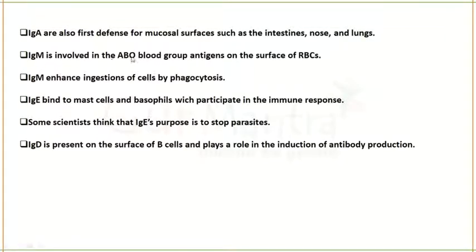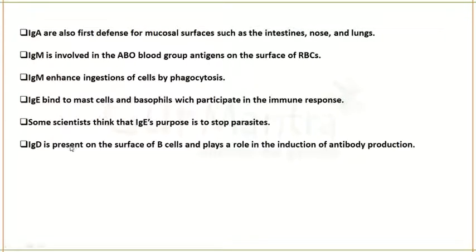IgM is involved in the ABO blood group. IgM means mu. Okay, IgM is also helpful in phagocytosis. IgE is for participation in immune response, like it can cause hypersensitivity reaction. Okay, IgE, what happens? It will bind to the basophils and eosinophils, and it will cause degranulation. So degranulation means granules will be released from the cell, and that can cause hypersensitivity reaction, allergic reaction. And IgE is very much useful in preventing or killing the parasites.